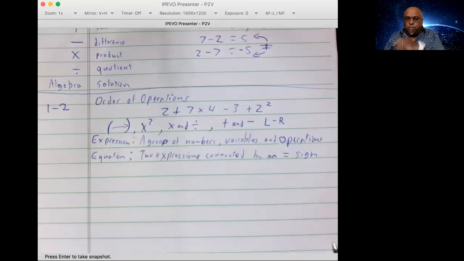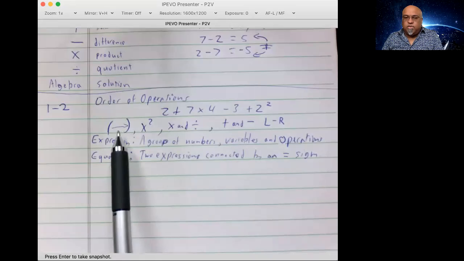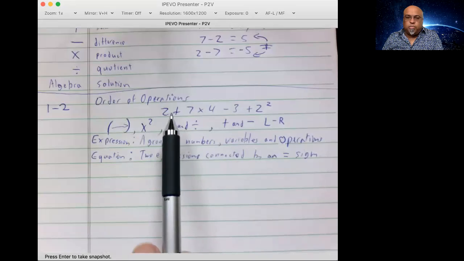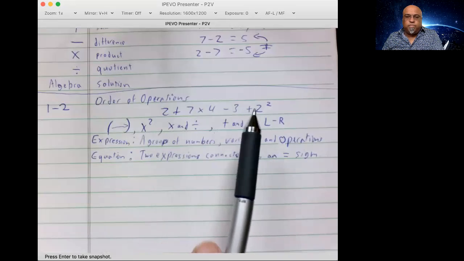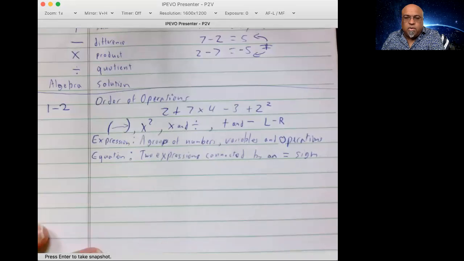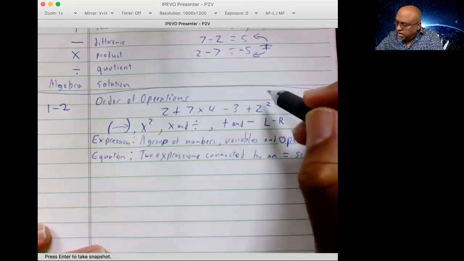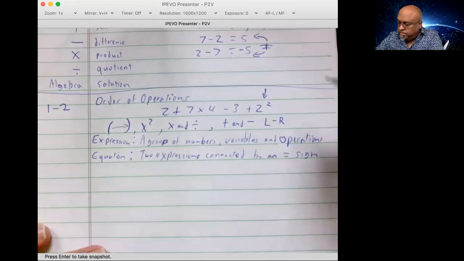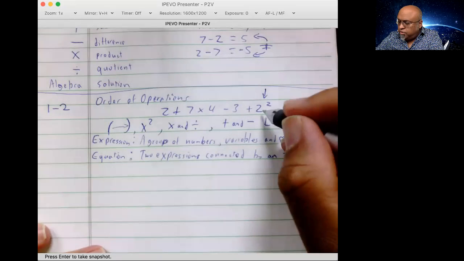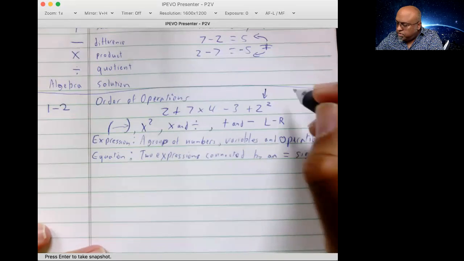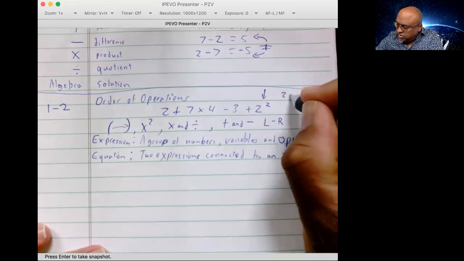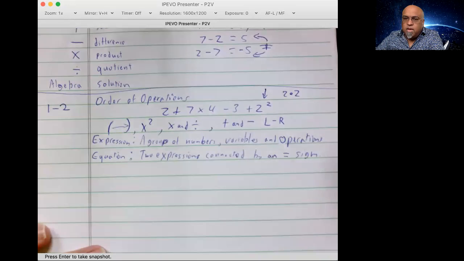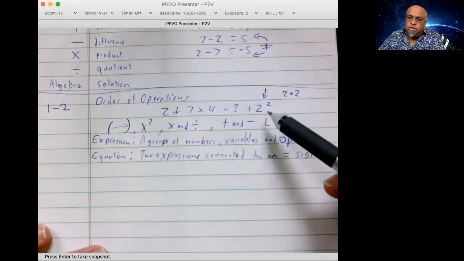So let's take a look at our problem. First, I want to see parentheses, but in this expression, there are no parentheses. Let's see, powers. I do have a power right here. Okay, 2 to the power of 2. So that means 2 occurring in a multiplication problem 2 times. So 2 times 2.